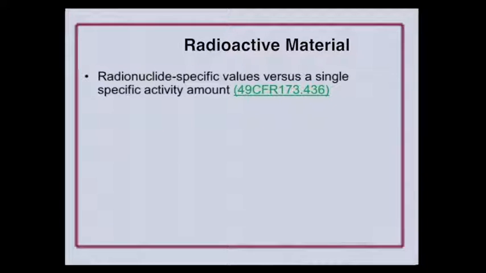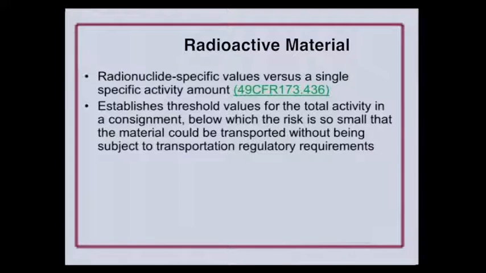Well, you may or may not have noticed there, but it also talked about consignments. It gives us a total threshold value for the total activity in a consignment. A consignment is a shipment that has more than one package in it that's radioactive. So I've got to determine radioactivity based on a per package basis, or I can determine radioactivity based on the entire shipment. And that's the consignment out here.